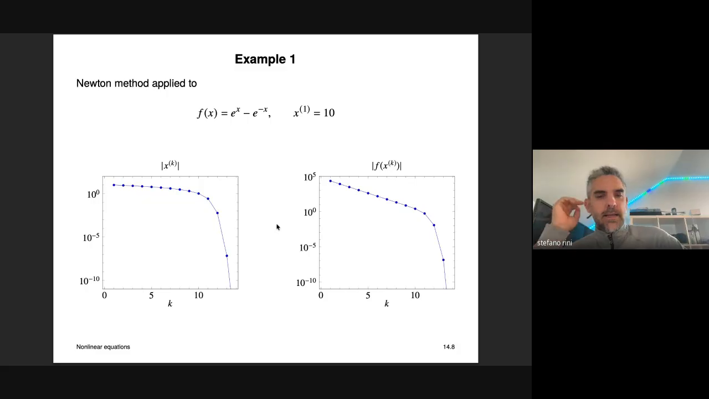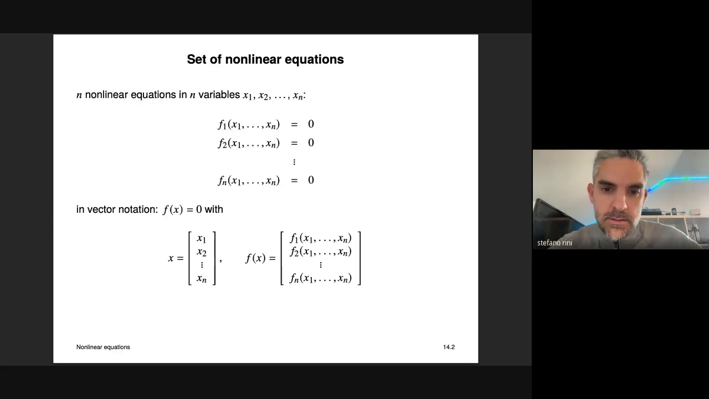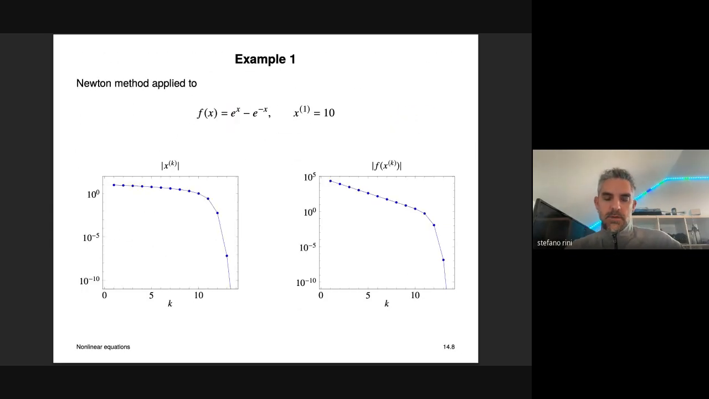If we apply, let's say, the Newton method to the function f of x, which is e to the x minus e to the minus x, and we start from x_1 equal to 0, this is how the evaluation goes. And sorry guys, the mousepad betrayed me. So this is the function. This is the value x, and this is the norm of the function f of x.